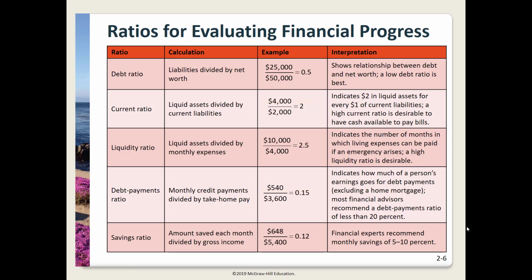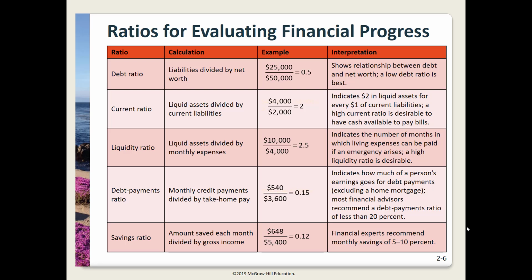One last thing I want to touch on is in the slides that I provide to supplement some of the material, there is a slide on the ratios for evaluating your financial progress. So you read about this in the textbook, but I also wanted to put it in a neat slide where you can go in and do some quick math to see what your debt ratio looks like, your current ratio, liquidity, debt to payments, and savings ratio. This will let you know how you are doing financially. And so you can establish goals or targets for where you want to be financially and then use the ratios to grade yourself. So this is a great way to do a check-in on your financial performance.